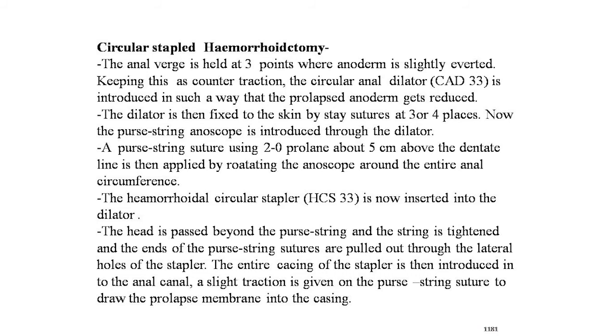The head is passed beyond the purse string, and then the purse string stitch is tightened and the ends of the purse string sutures are pulled out through the lateral holes of the stapler. The entire casing of the stapler is then introduced into the anal canal. A slight traction is given on the purse string suture to draw the prolapsed mucosa into the casing.